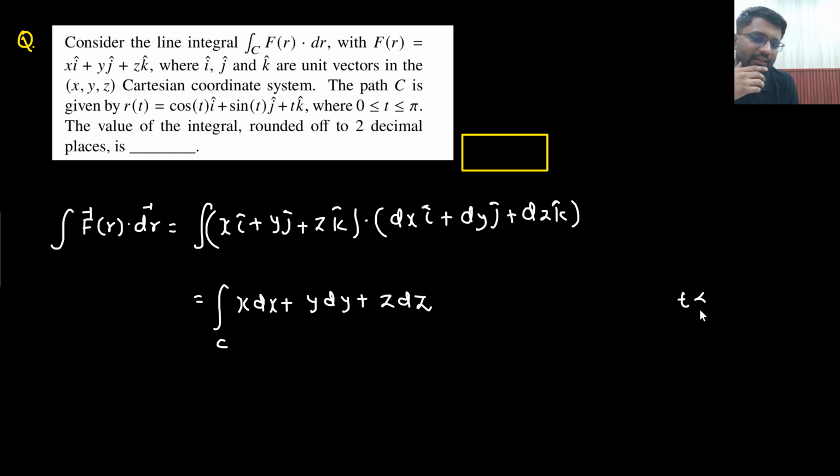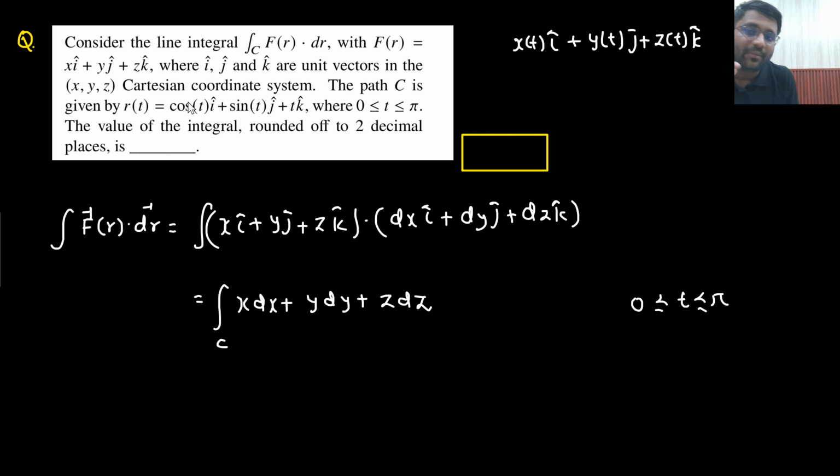t is going from 0 to pi, this they have said, and the path they have mentioned in this manner: cos t i cap, sin t j cap, t k cap. What is the meaning of this? They have given the parametric equation. Basically the position vector is defined as x(t) i cap, as a function of t, plus y(t) j cap plus z(t) k cap. So they have given the parametric equation that your x is cos t, y is sin t, and z is t. Are you able to understand this point?